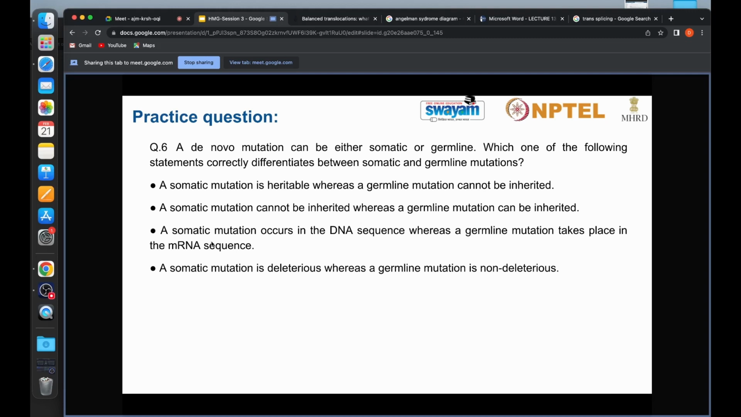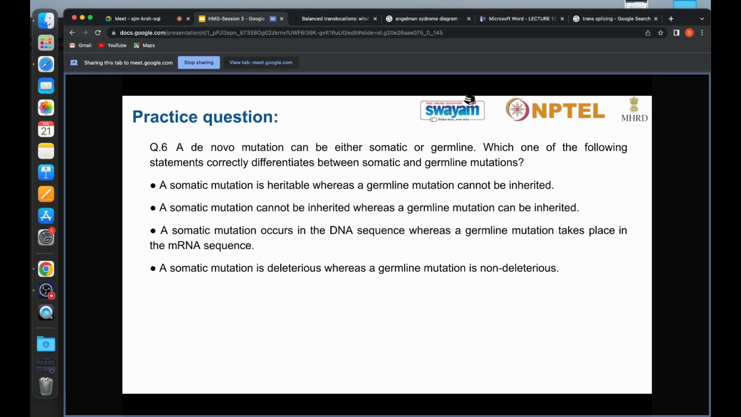Option C was a somatic mutation occurs in the DNA sequence, whereas a germline mutation takes place in the mRNA sequence. And the fourth option was a somatic mutation is deleterious, whereas a germline mutation is non-deleterious. So we have also discussed this.